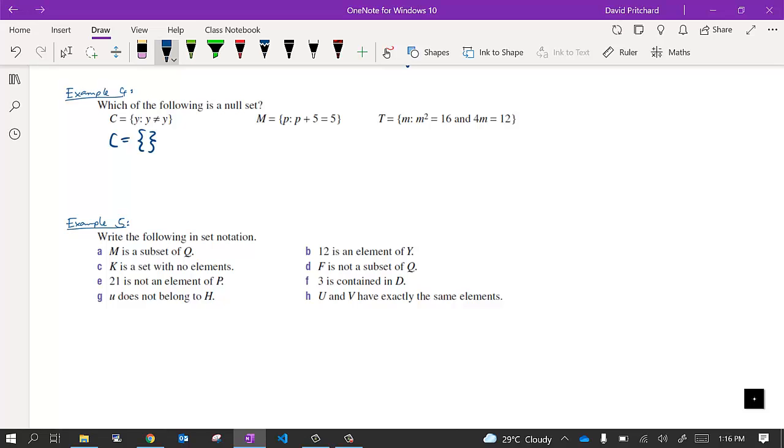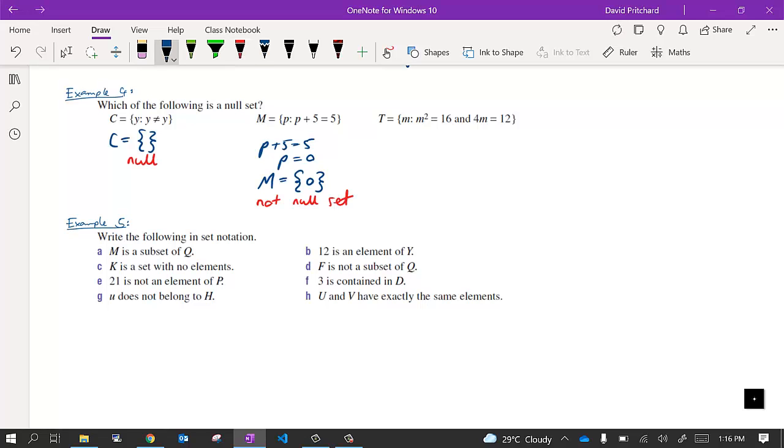When we look at M, we've got p plus 5 is equal to 5. We can solve this equation and we end up with p is equal to 0. Now, 0 is an element, and therefore M cannot be null. So M is equal to a set that includes an element which is 0, not a null set.